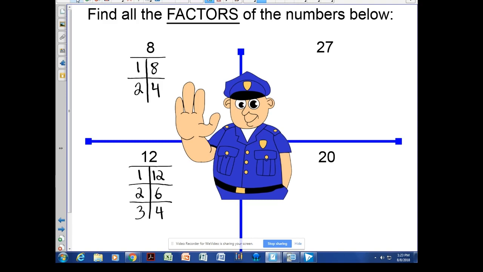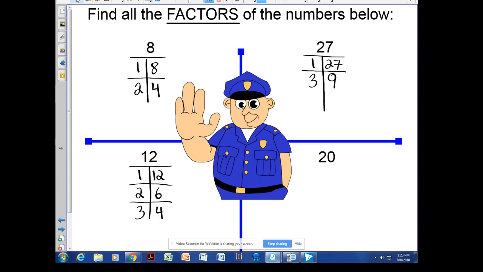Let's try 27. I'm going to draw my T-chart. I'm going to start with 1 and the number itself. Now 27 is the first number we've encountered that's not an even number. That means 2 will not be a factor of 27. 27 is an odd number. However, in my head, I add 2 plus 7 to get 9, and 3 goes into 9, which means 3 must also go into 27. And sure enough, it does. 27 divided by 3 is 9.